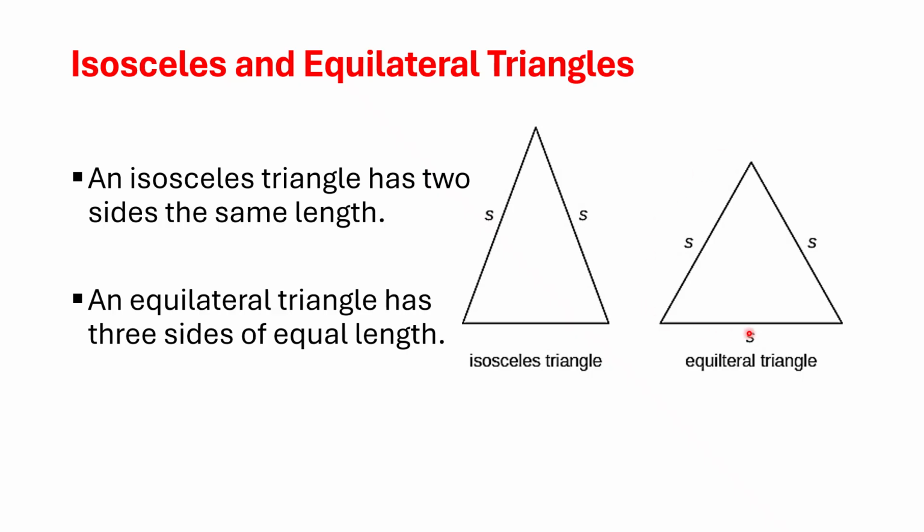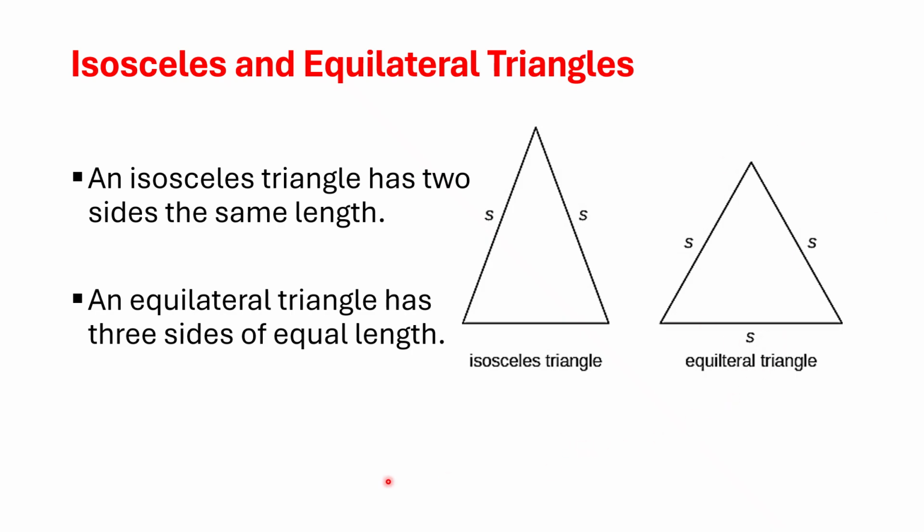This other triangle is called equilateral triangle. Equilateral triangle has three sides of equal length. So this side has equal length as this side as well as this side. That's why it's called equilateral, from the word equal. So all the sides are equal in length. That's why this triangle is called equilateral triangle.